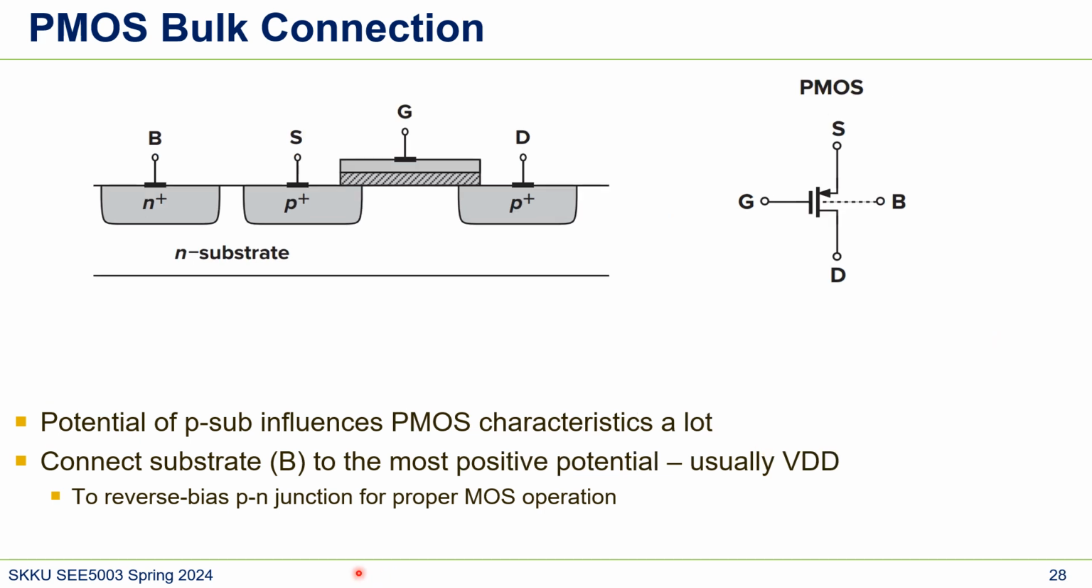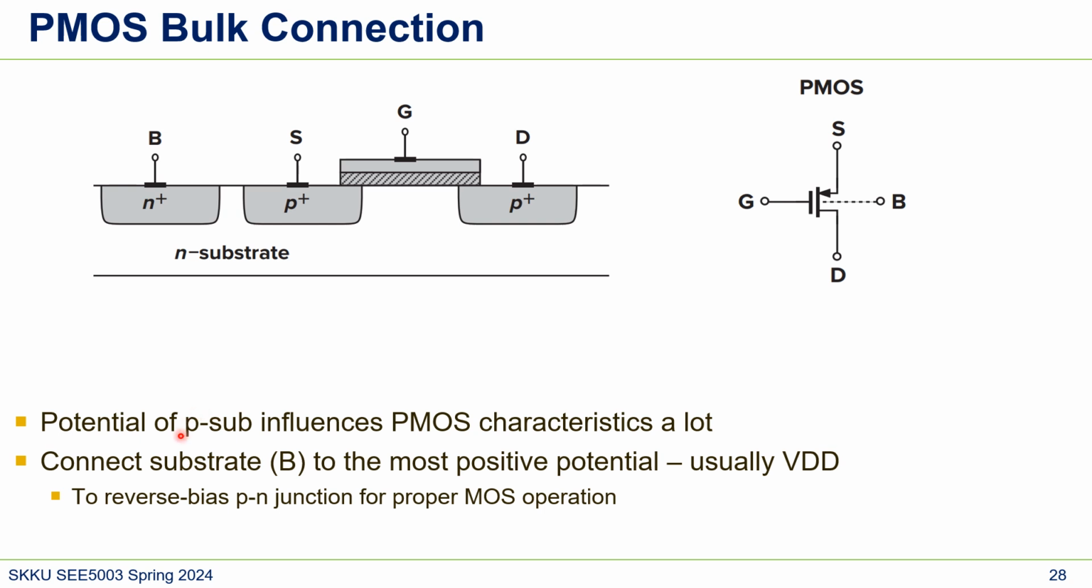Now let's look at the PMOS. PMOS is similar to NMOS, but you see the difference. In NMOS, the source and drain are N plus, but in PMOS they're P plus. They're kind of opposite. And it's fabricated on N substrate, while NMOS was fabricated on P substrate. So you can think of it as opposite.